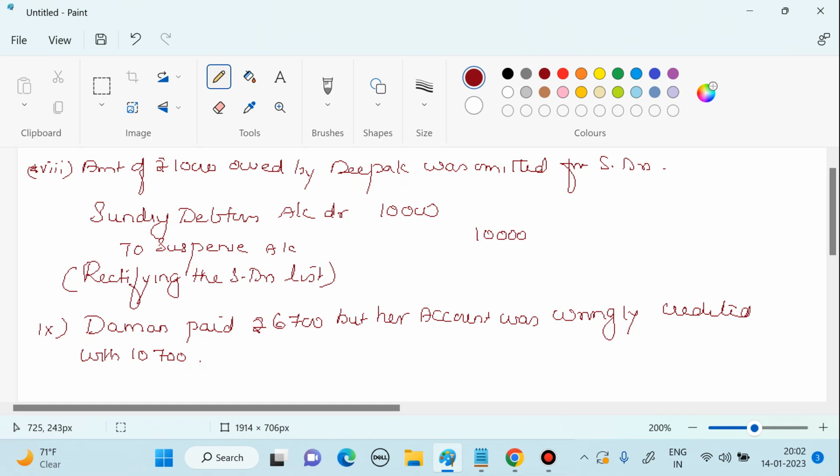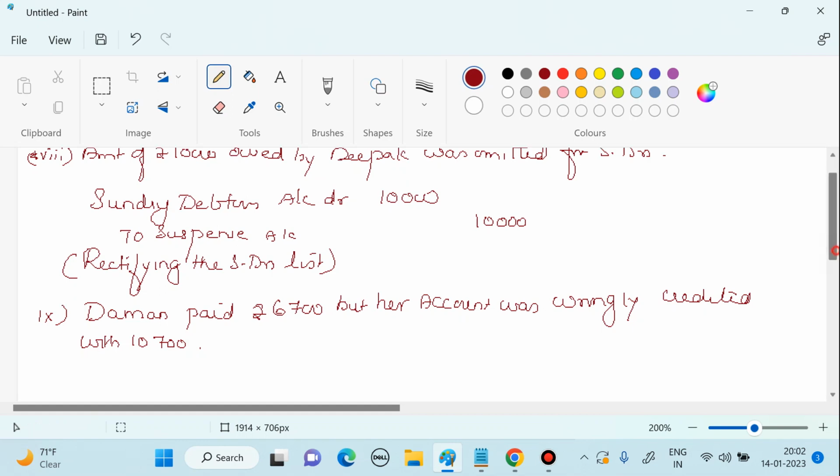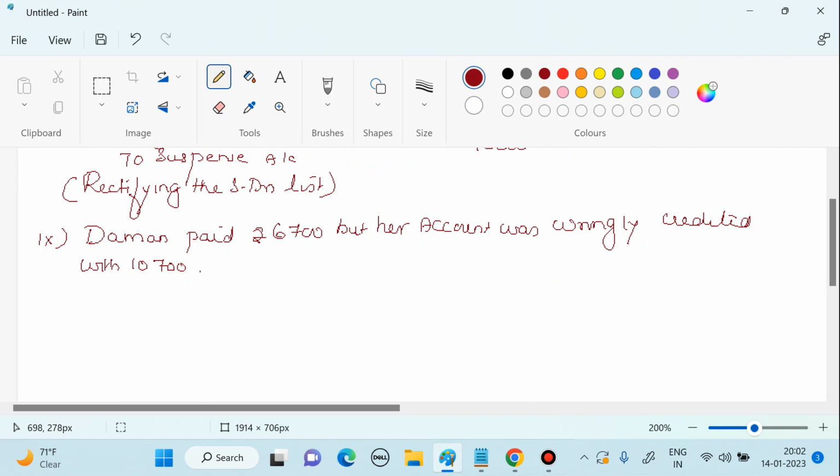Next one, Daman paid 6,700. So Daman has paid means amount is received. So it is going to be cash or bank account debit to Daman account. So Daman should have been credited 6,700. But her account was wrongly credited with 10,700. So how much went into her account on the credit side? 10,700. More by how much? That is 4,000. So extra 4,000 has gone to the credit.